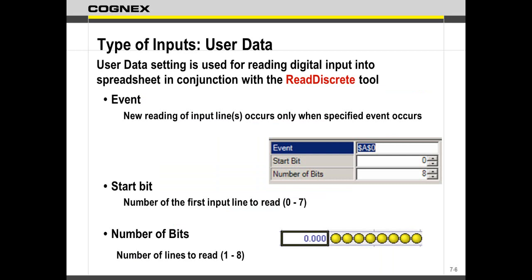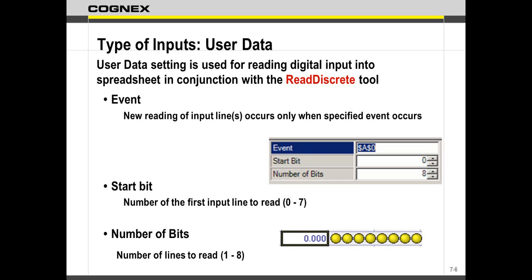User data. Remember I said user data means I am going to be doing something with this data. In fact, I'll probably be trying to read it in. So user data is usually going to be used with something called read discrete. How it works is it's going to ask for an event. What event is going to make me go out there and read this line? By default, it's the camera trigger, exactly, the acquisition. The fact that the acquisition happens means that it's going to go out there and read, do I have anything sitting on that line?